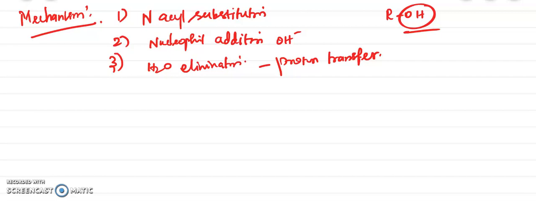The protonated ester so formed finally loses the proton to give the ester.